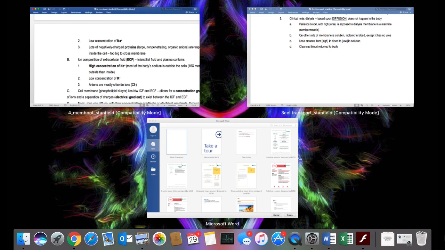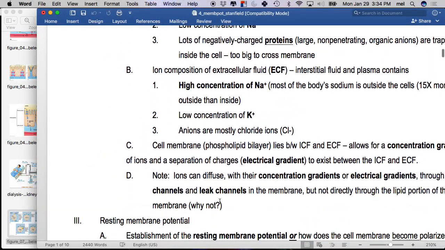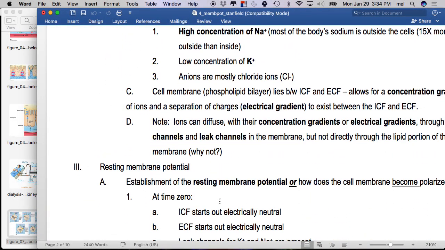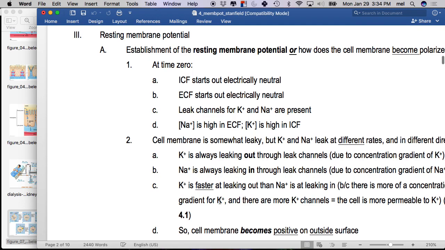So the cell membrane lies between the ECF and the ICF, and it allows for a concentration gradient for the ions, and eventually it will also allow for an electrical gradient. So what we want to talk about is establishing what we call the resting membrane potential.